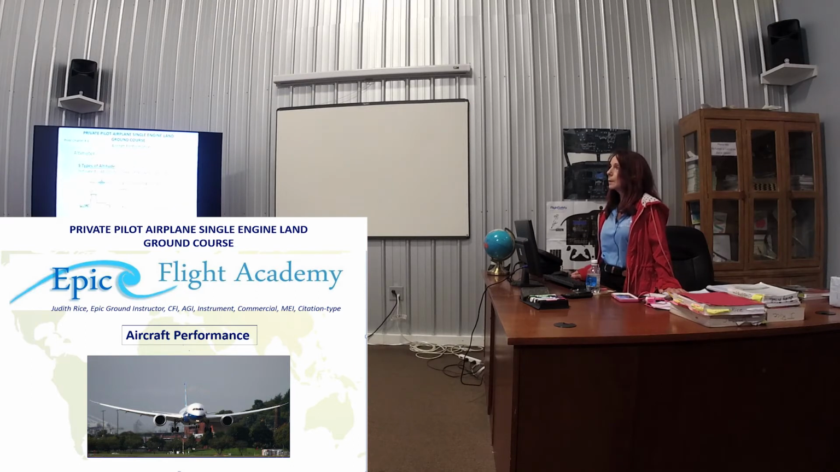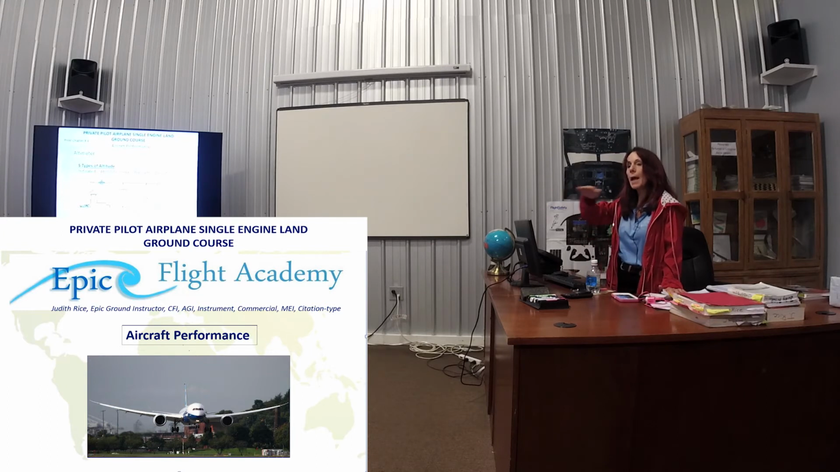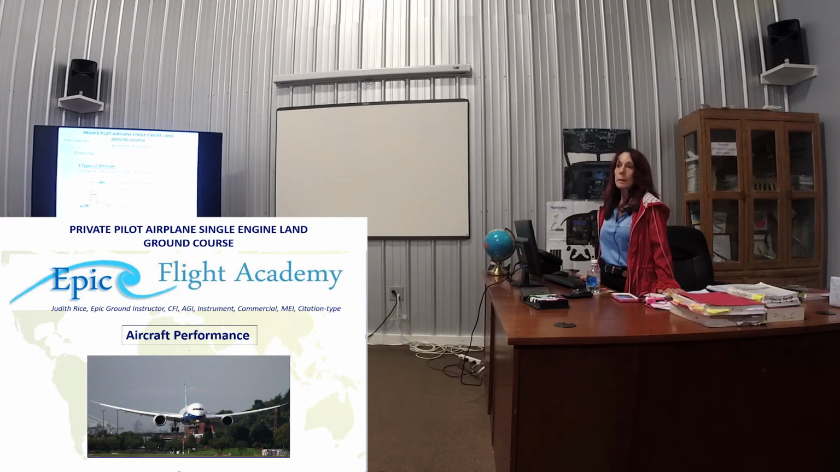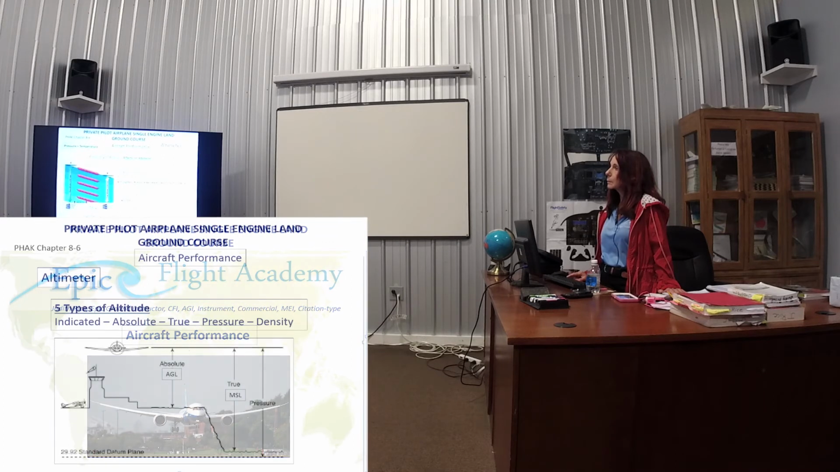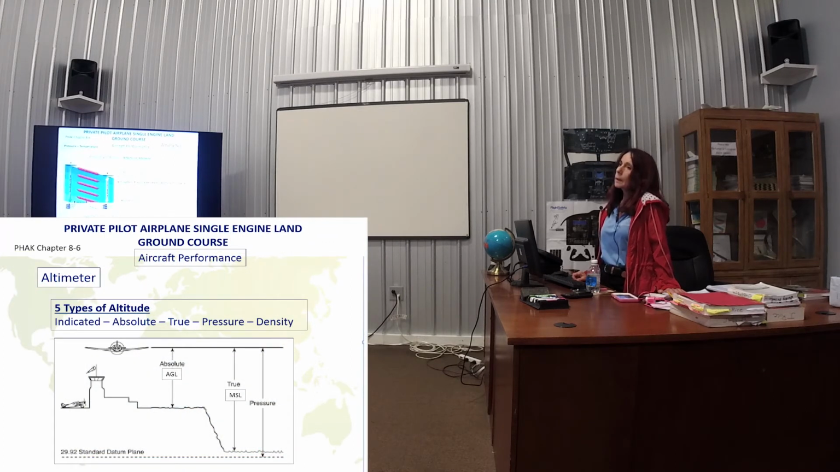Altitude. How do you feel about this, Angel? Good? You're the one that helped me explain it better. So indicated, what you're looking at on the gauge; absolute, above the ground; true, MSL; pressure, a measurement from that imaginary line; density, moisture, and temperature. High to low, look out below. So it applies to a high pressure or a high temperature going to a low pressure or a low temperature.